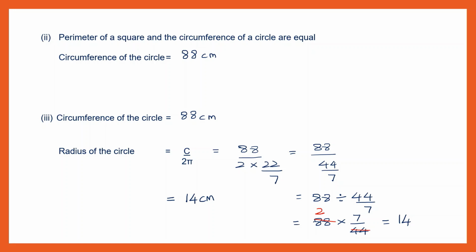So we have found all answers now. So radius is 14 centimeters. Circumference of the circle is 88 centimeters. And since perimeter of the square and circumference of the circle are equal, perimeter is also 88 centimeters.